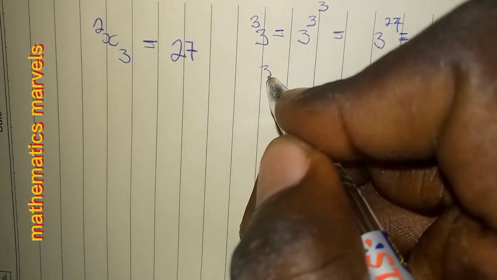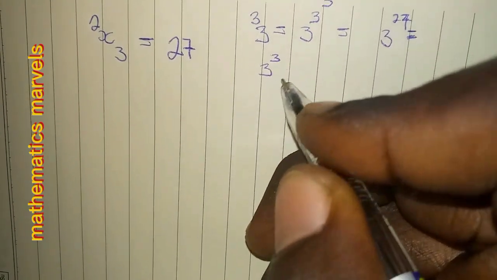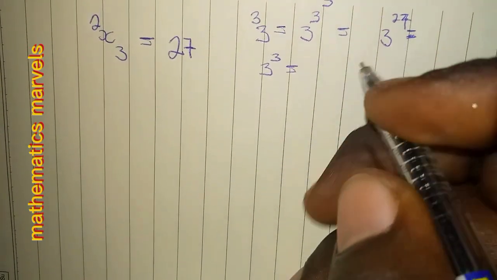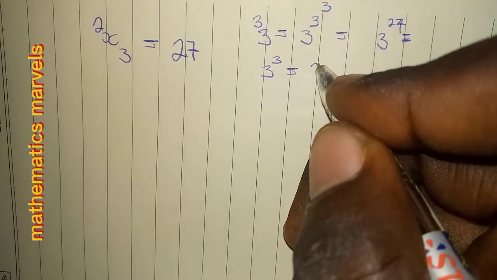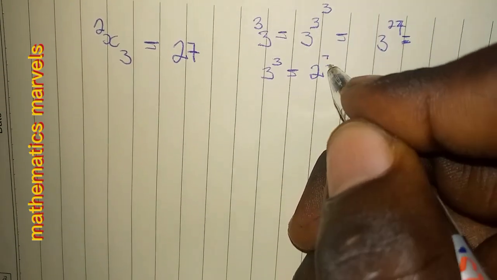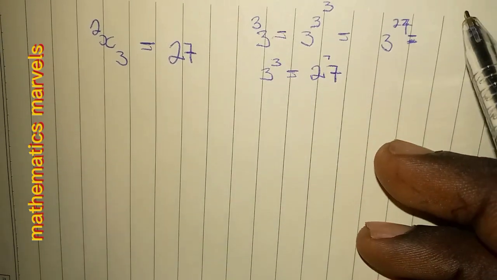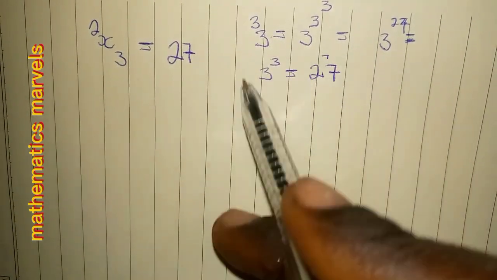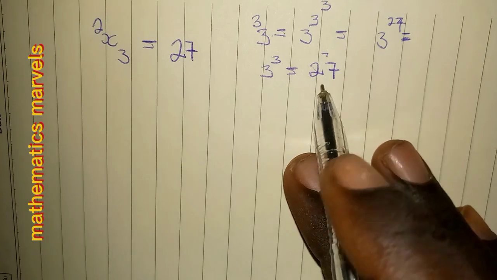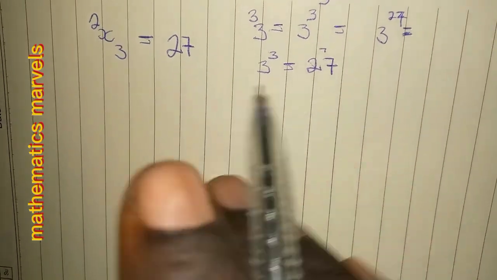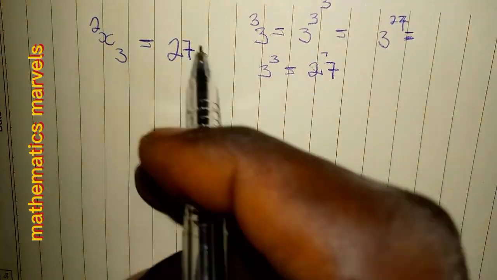But if it was 3 raised to the power of 3, we all know that 3 raised to the power of 3 is equal to 27. That's why most people used to call this tetration a superpower, because the value is always higher than that of an exponential equation. So let's solve this question.